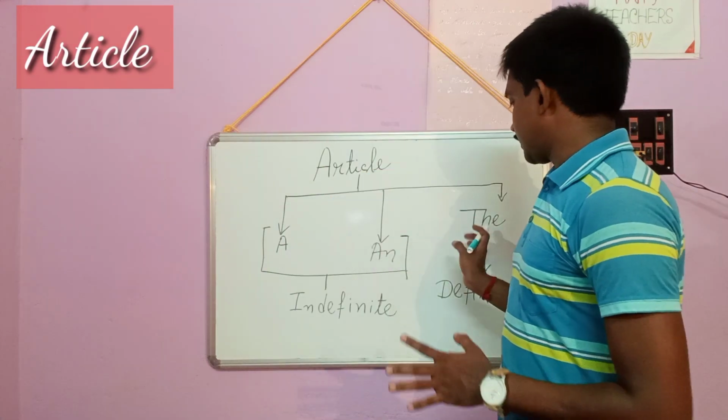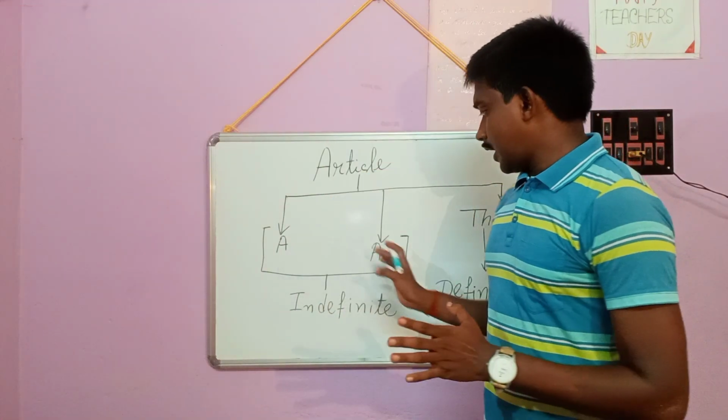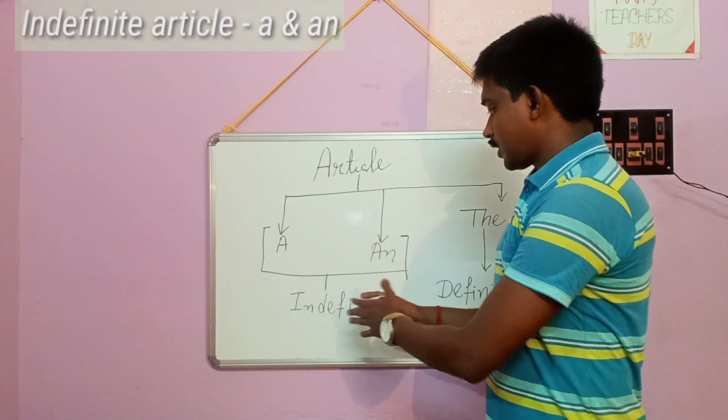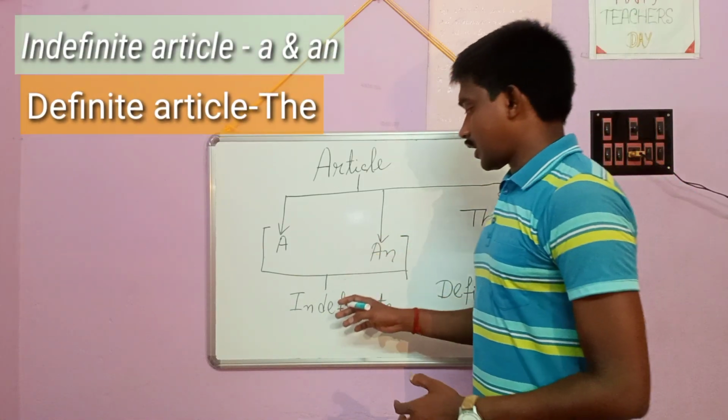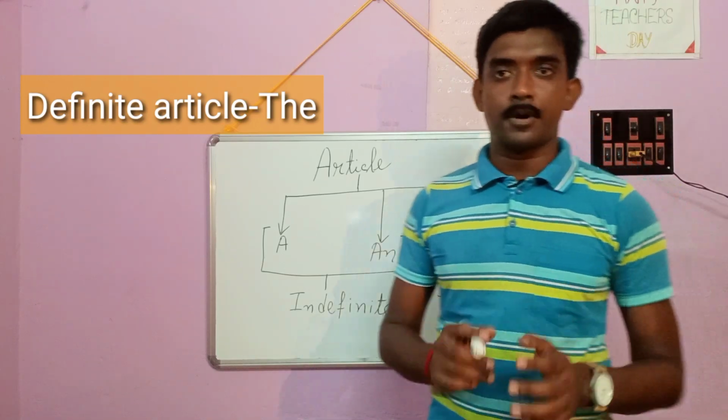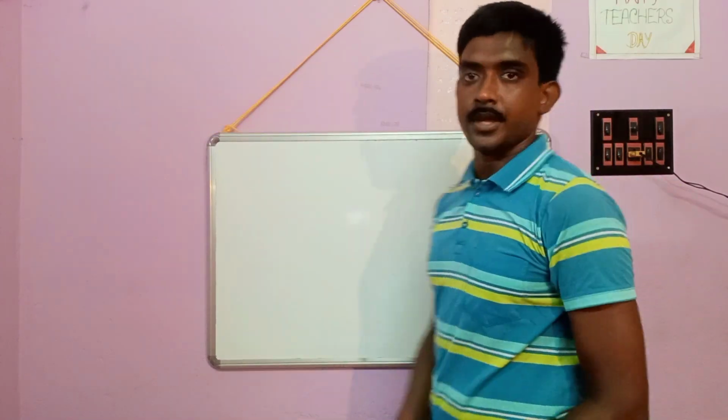Today we are going to discuss the uses of articles: a, an, and the. Among these three, a and an are called indefinite articles. The is called the definite article. These two are called indefinite articles because they don't refer to anyone in particular. The use of a and an basically depends on sound.